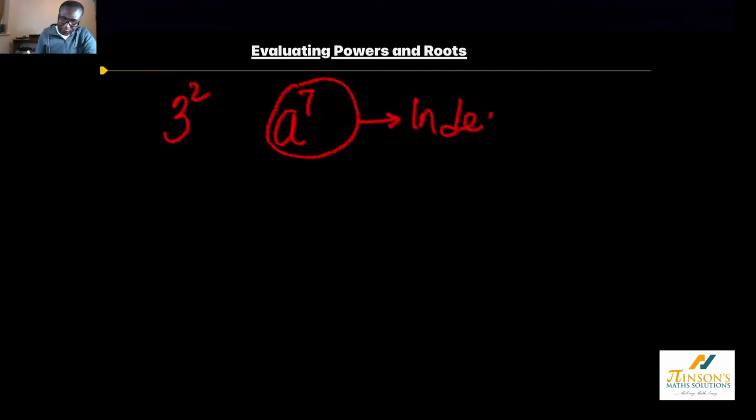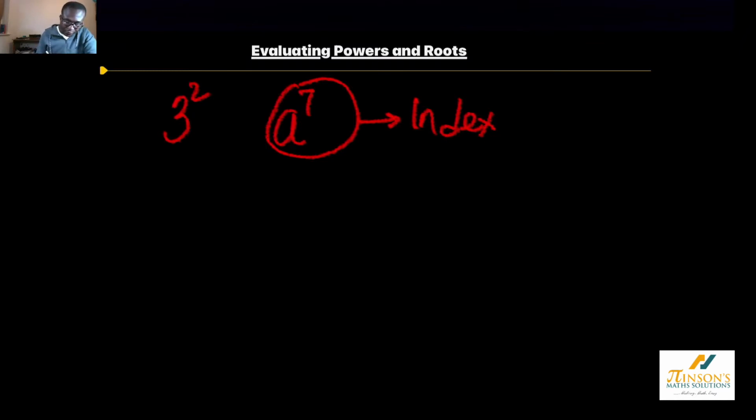Powers are the little numbers we see at the top of letters and other numbers. For example, if I have 3 and a 2, this 2 is a power, so I'll say 3 to the power of 2. If I have a and a 7, I'll say a to the power of 7. We call this index form. Index, the plural of which is indices. So 3 squared is in the index form.